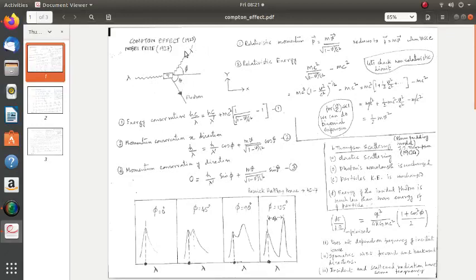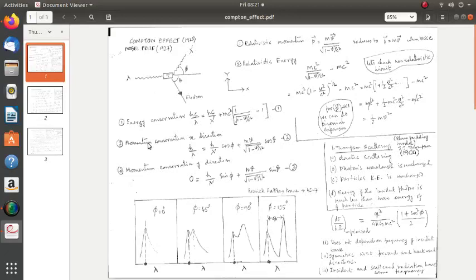First, let us consider the energy conservation in this process. We know that energy has to be conserved: after the collision, the total energy must be the same as before. The energy of the incident photon is hc by lambda. The energy of the scattered photon is hc by lambda dash. The kinetic energy of the electron we have just discussed: mc square times 1 over root over 1 minus v square by c square, minus 1. Let us say this is equation 1.